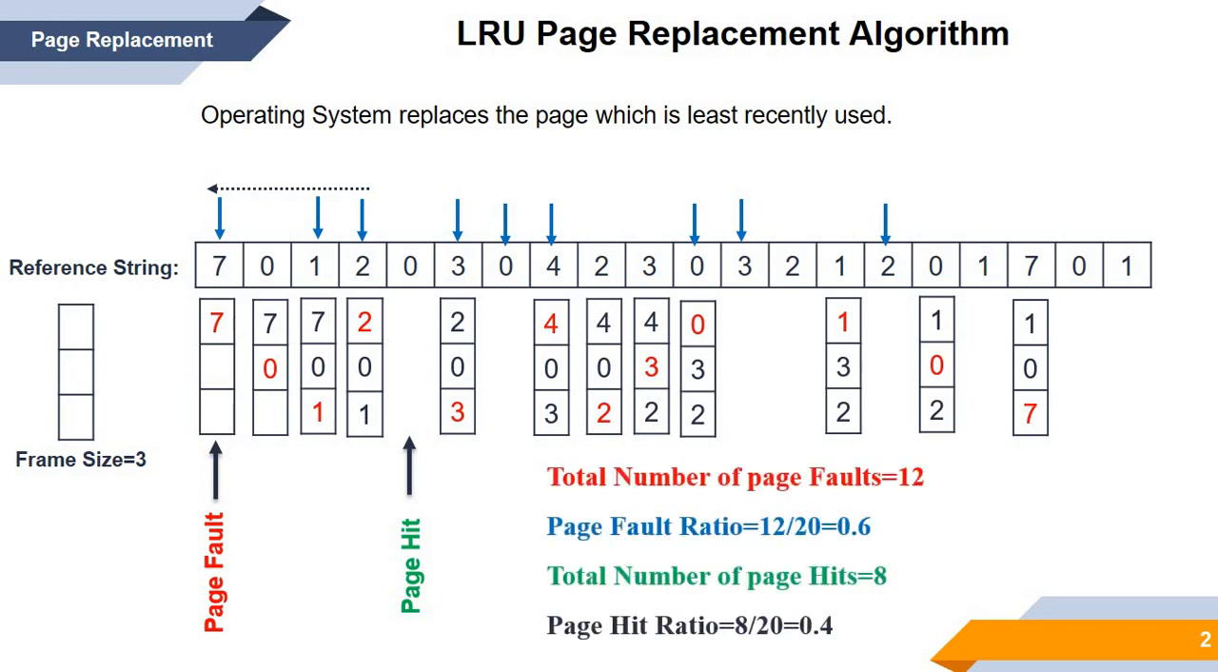Hence, the total number of page faults is 12. Page fault ratio is equal to the total number of page faults divided by the total number of pages. That is 12 divided by 20, we get 0.6. The total number of page hits is equal to 8. Page hit ratio is equal to the total number of page hits divided by the total number of pages. That is 8 divided by 20, we get 0.4.